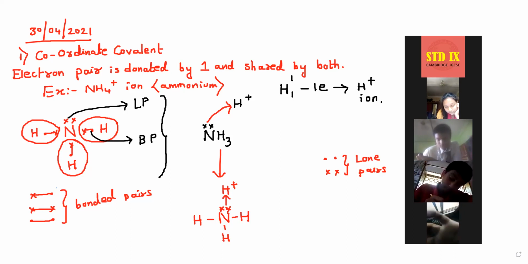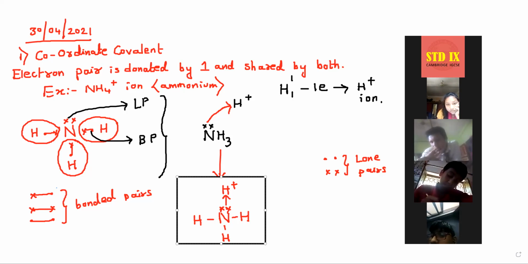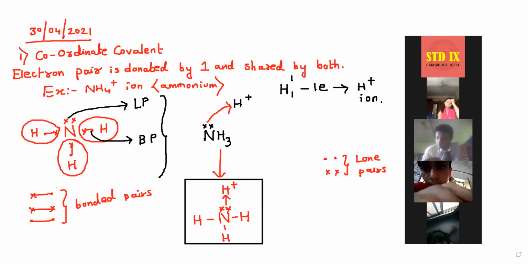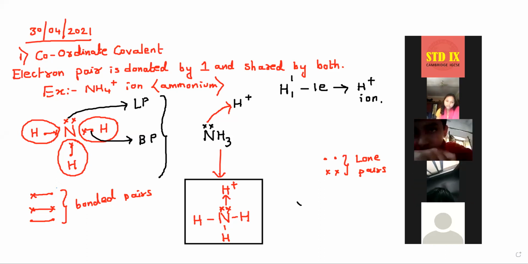Now the entire structure will be a single one. I am doing the entire structure within one single box. There are no circles, because in case of coordinate bond, they will ask you to draw the structure. So if we carefully look at this structure, we will understand that there are 2x electrons, this and this, and an arrow which is heading towards H plus.